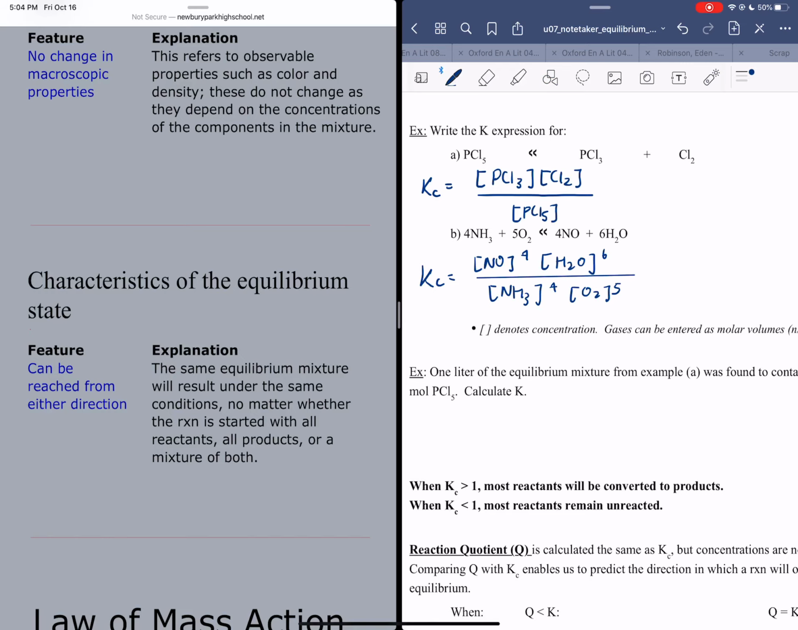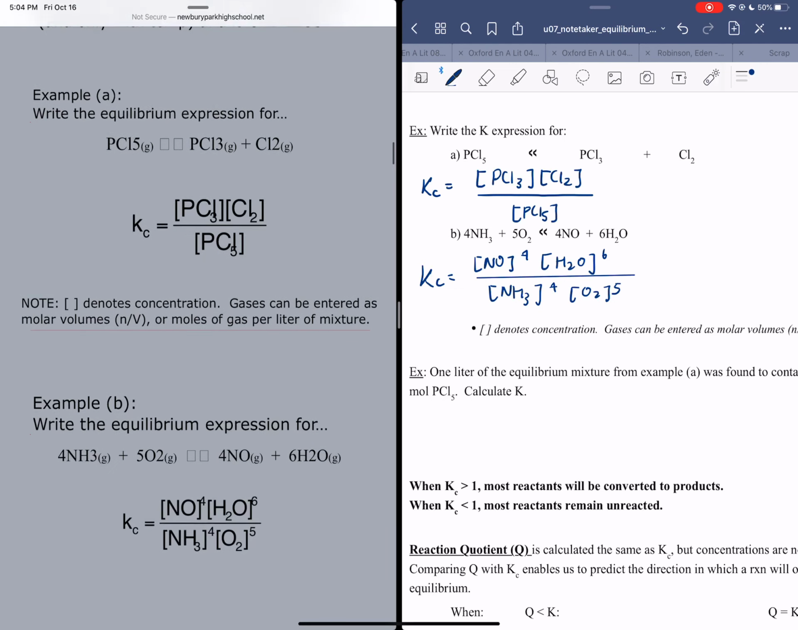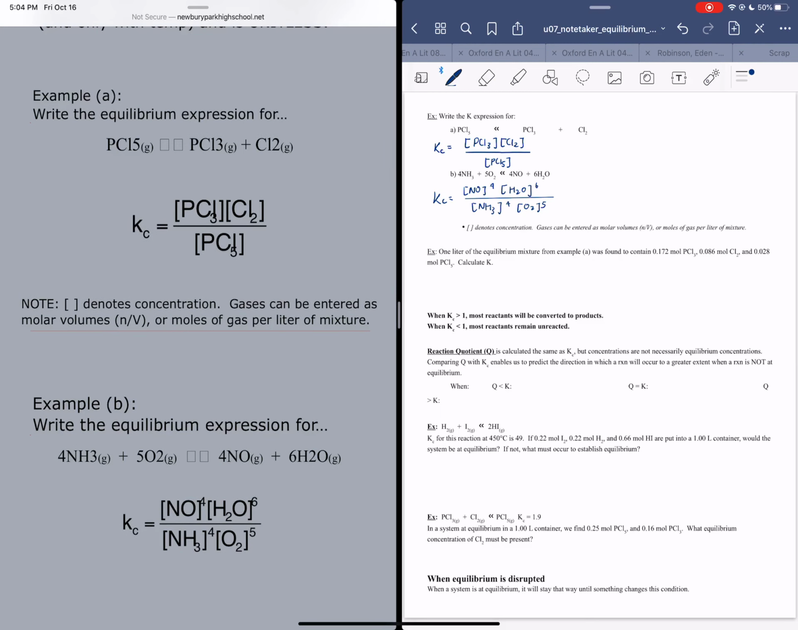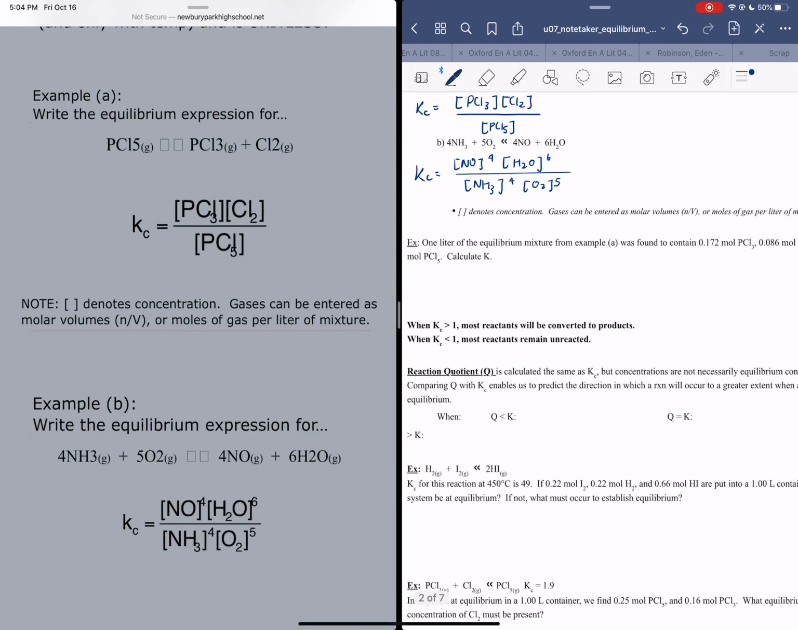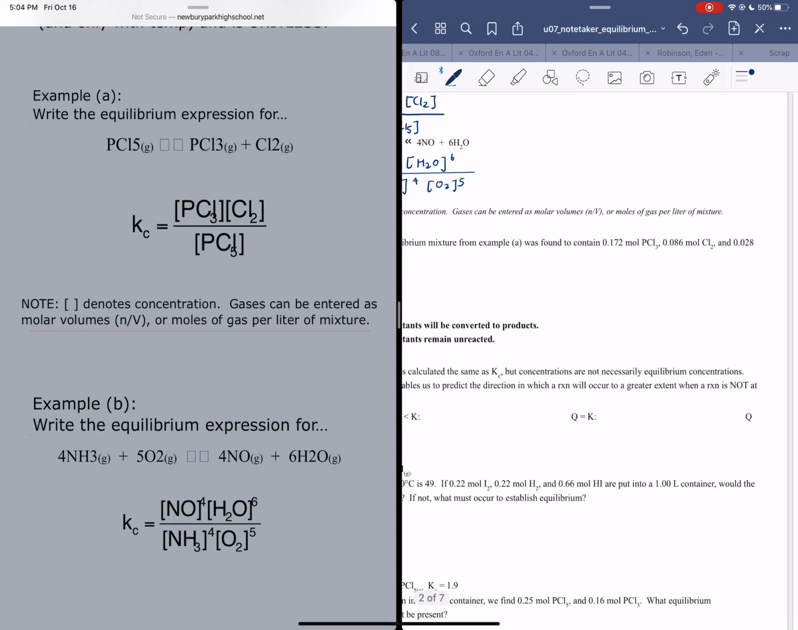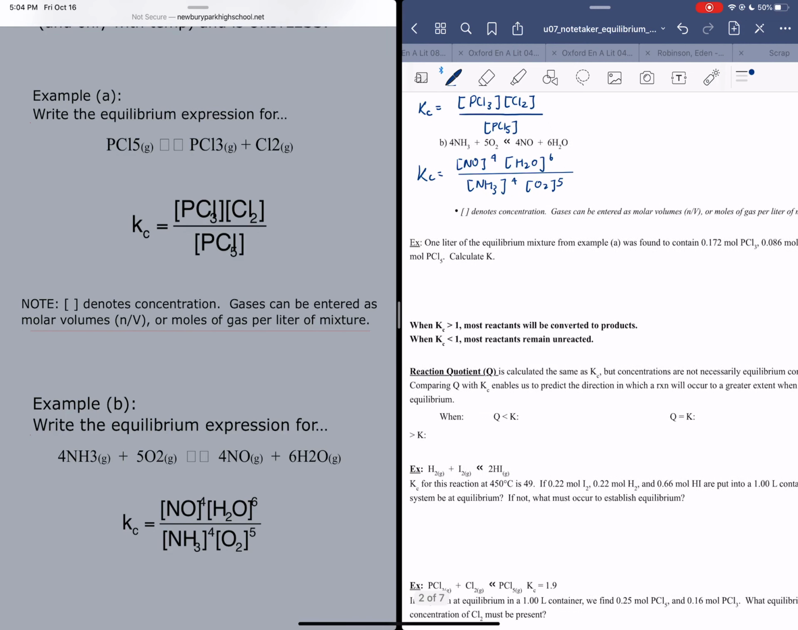On the side, I just have these slides just to make sure I'm saying the right stuff, because I just want to make sure my answers here are correct. Again, it's good practice just to make sure the equations are balanced, because sometimes they don't do that. So it says here, 1 liter of the equilibrium mixture from sample A was found to contain 0.172 mole PCl3, 0.086 mole Cl2, and 0.028 PCl5.